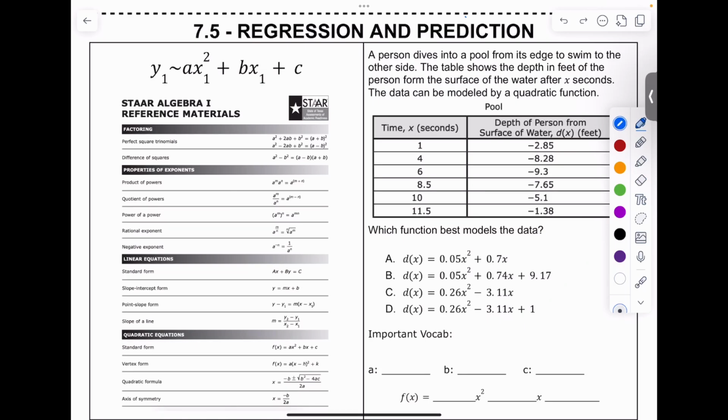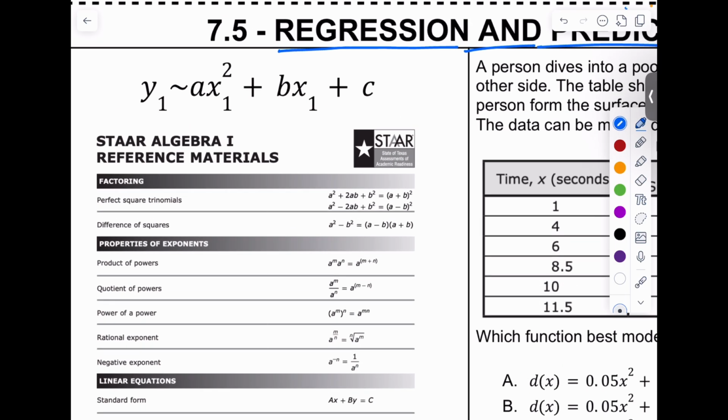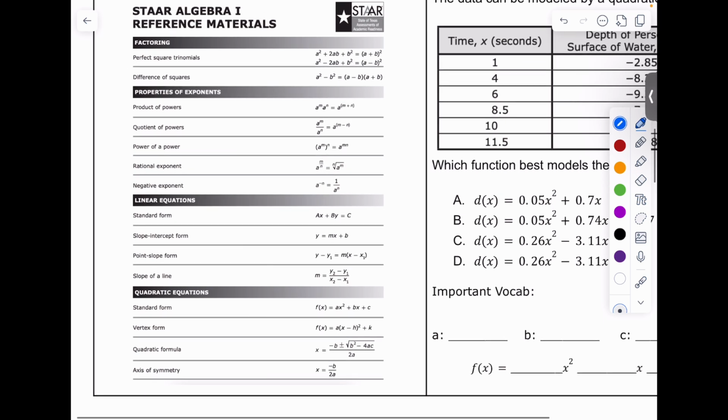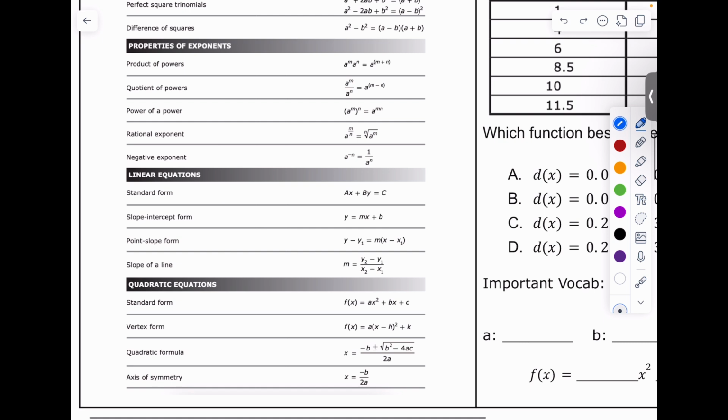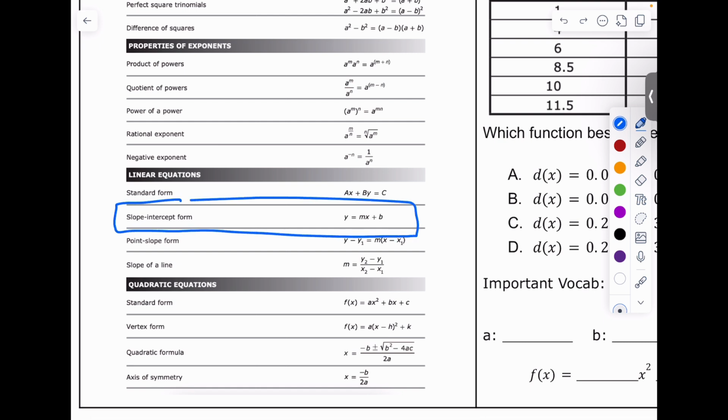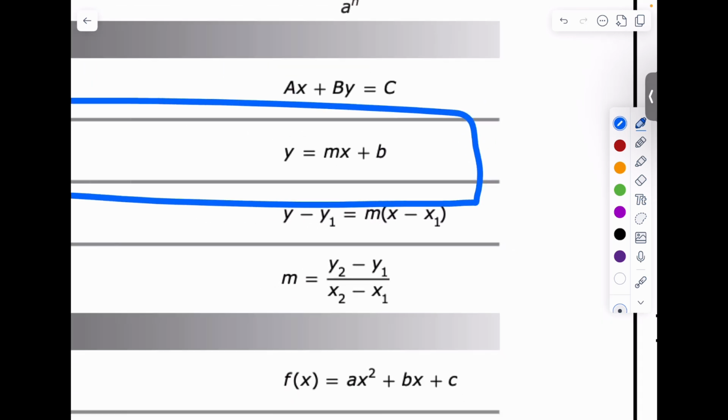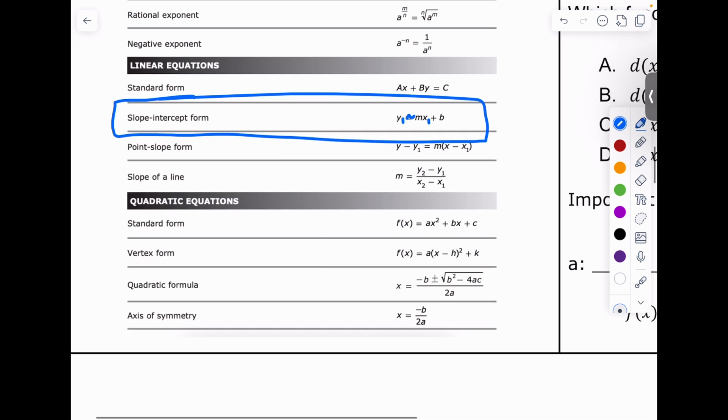All right, today we are going to be working on regression and prediction. So with regression, what I want to do is look at the STAAR reference sheet that you get for the STAAR, and we're going to look at slope-intercept form real quick. If I was trying to plug this into Desmos, I'd have to put my little one here, and change the equal sign to a squiggly line. Okay, we all remember that.